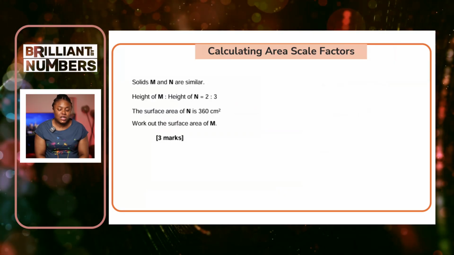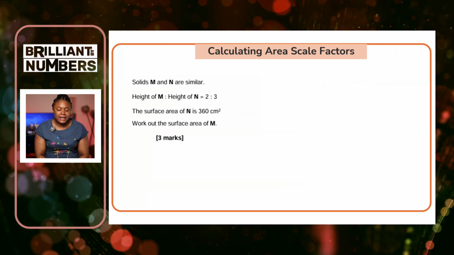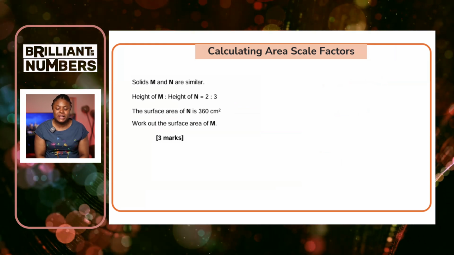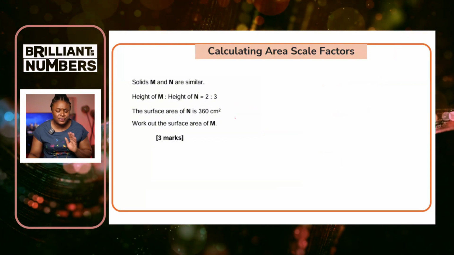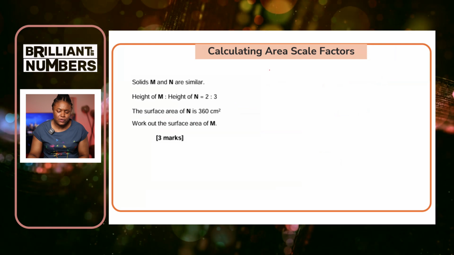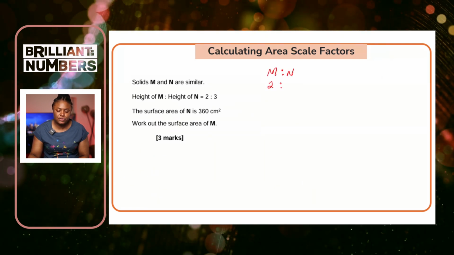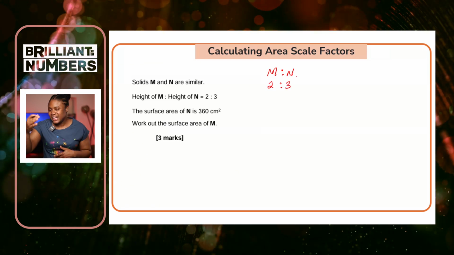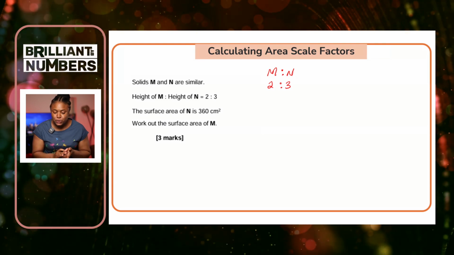Beautiful. So now we go to another question, which is actually the final question. We're told here that solids M and N are similar. We're given that the height of M to the height of N is 2 to 3. So let's write that up before we read anything else. We've got M to N, and we're going to put 2 to 3. Because it's the height, it's a linear scale factor. Here, the ratio is in linear components.